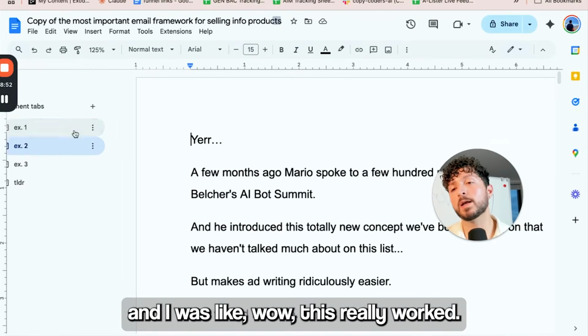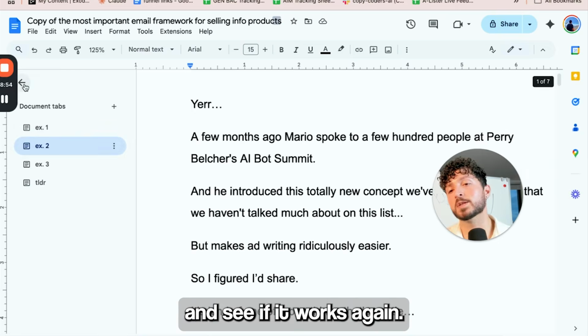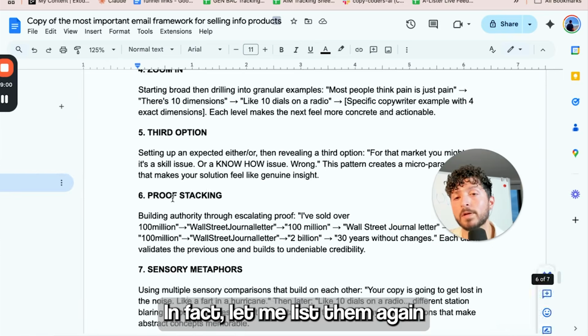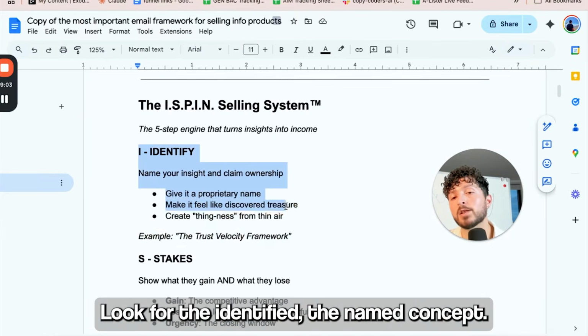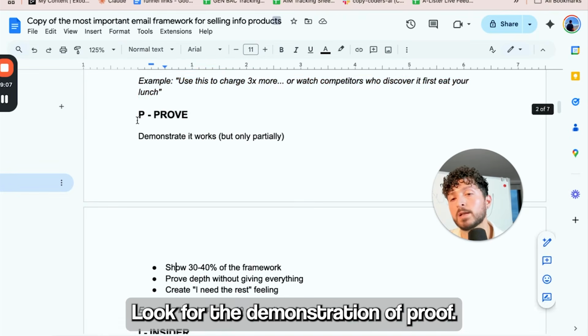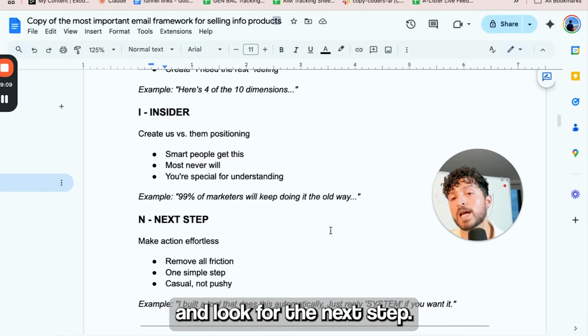Again, I wrote this first email and I was like, wow, this really worked. Let me just test and see if it works again. So I'll read through this, see if you can spot some of the things that we talked about. In fact, let me list them again so you can really pay attention and look out for them. Look for the identified, the named concept. Look for what's at stake, both gain, loss, and urgency. Look for the demonstration and proof. Look for the insider and look for the next step.